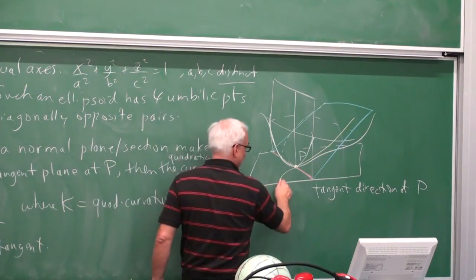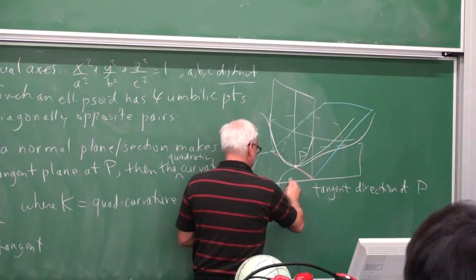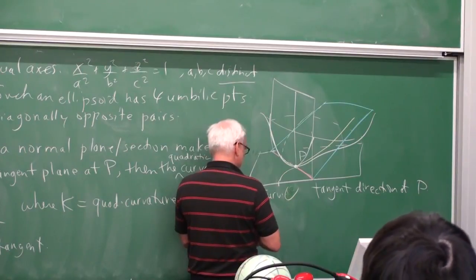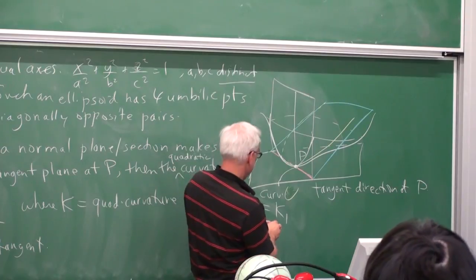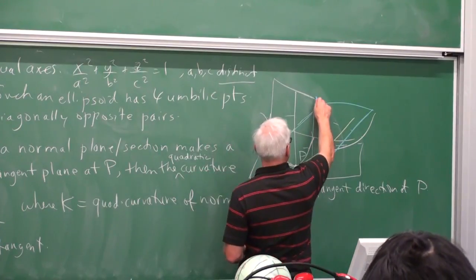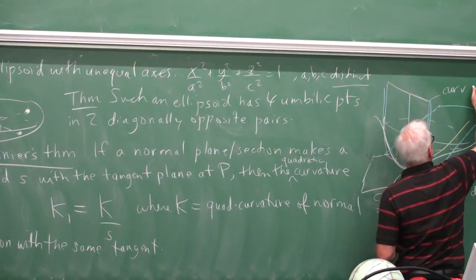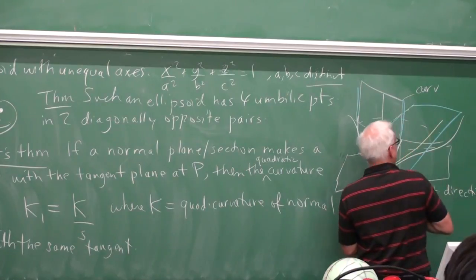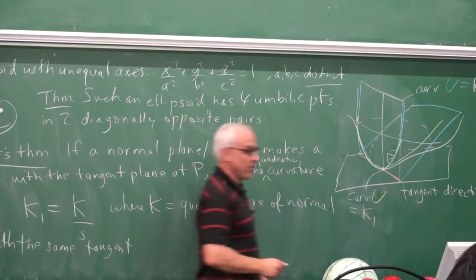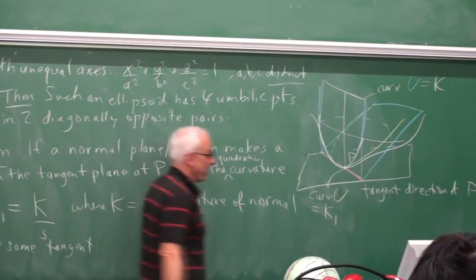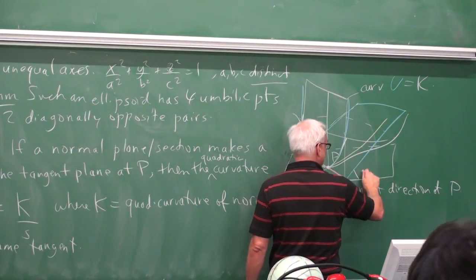So at P, the curvature of the green curve is what we're calling K1. The vertical one, the curvature of that, is what we're calling K. And the other ingredient is the spread between this plane and the tangent plane, and I'm going to denote that like this.